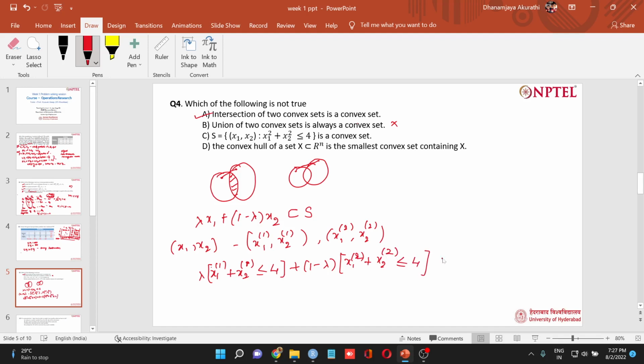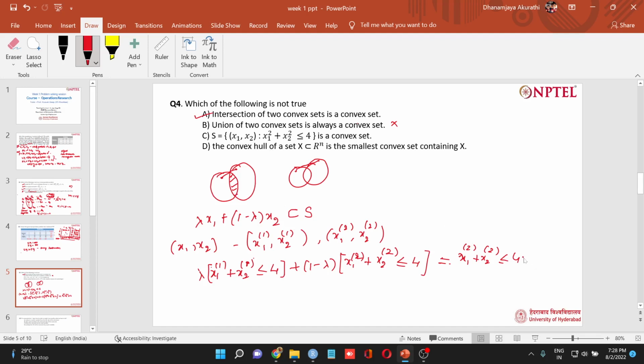So finally with this we can tell that here lambda plus 1 minus lambda should be equal to 1, only x1 plus x2 2 is less than or equal to 4. So finally, initially we are assuming that these two are also points from the given set.